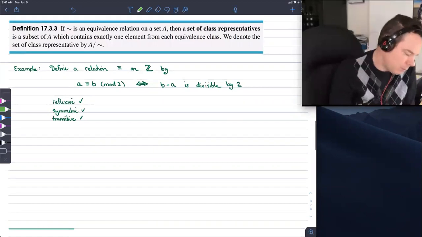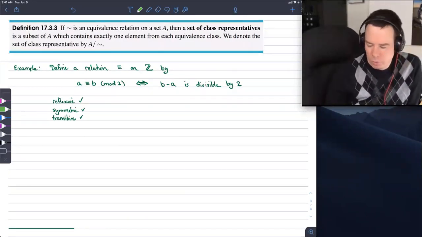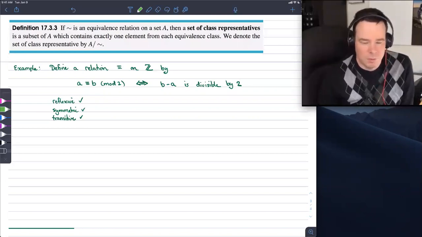So what we're going to do is define a relation, and I'll just use the triple equal sign, because it'll turn out to be an equivalence relation. It's one that we're used to seeing anyway. We define this relation on the integers by A is related to B if the difference is divisible by 2. We call this the modular congruence relation, mod 2. So A is related to B mod 2 if their difference is divisible by 2. This is something we've seen before.